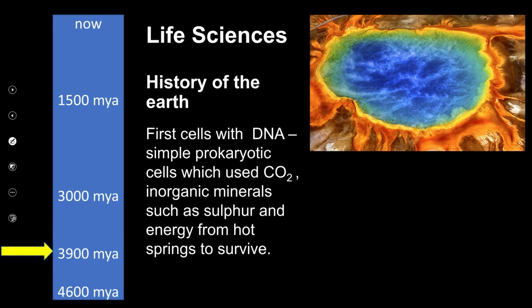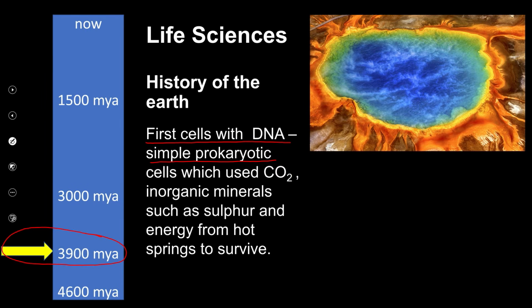Then, 3,900 million years ago, proper cells, life as we know it, with DNA, came into being. These were simple prokaryotic cells. And you should know from what you've done on cells that the word prokaryotic means that they didn't have a nucleus. They were very simple organisms similar to the bacteria which exist today.